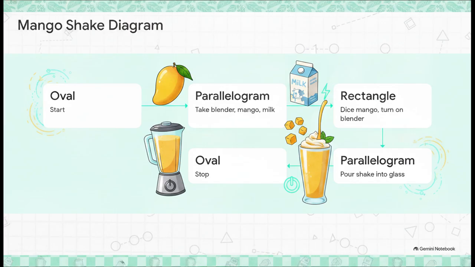Next, we dice the mango. That's an action, so it goes in a rectangle processing box. Turning on the blender is also an action, so another rectangle. Pouring the fresh shake into a glass is our final result, our output, so we go back to the parallelogram. And finally, an oval to stop. Notice how the arrows always point downward? A simple flowchart almost always moves in the vertical direction, from top to bottom.